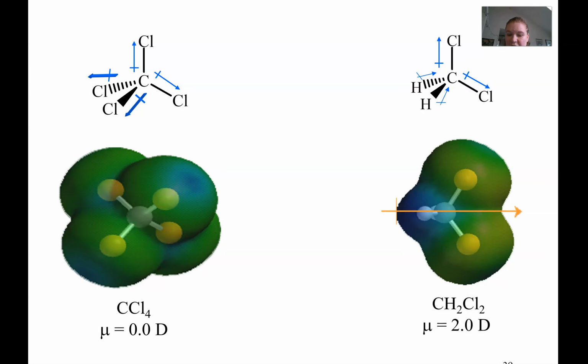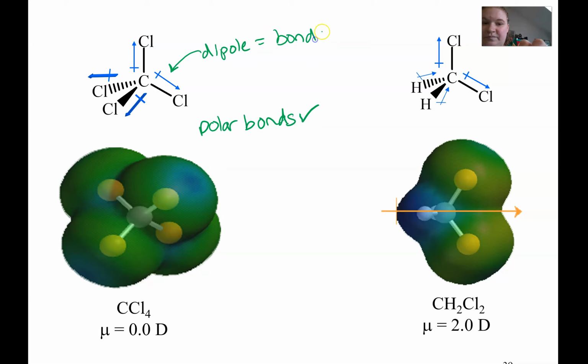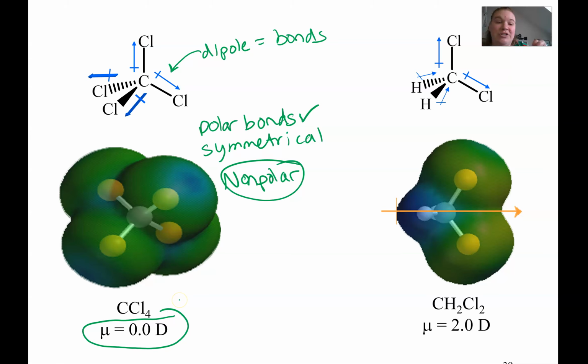This one we have CCl4 and CH2Cl2. So if we look at the first one, we definitely have polar bonds. We have a carbon-chlorine bond, definitely polar. So these little guys, these are the dipole moments for the bonds. But this is a symmetrical molecule. There aren't any lone pairs on the carbon, and we have four chlorines surrounding that carbon. So because of that, this is a non-polar molecule. Down here, this is a measurement of that dipole moment, and because it's zero, that's telling us that it is also nonpolar or doesn't have a dipole.